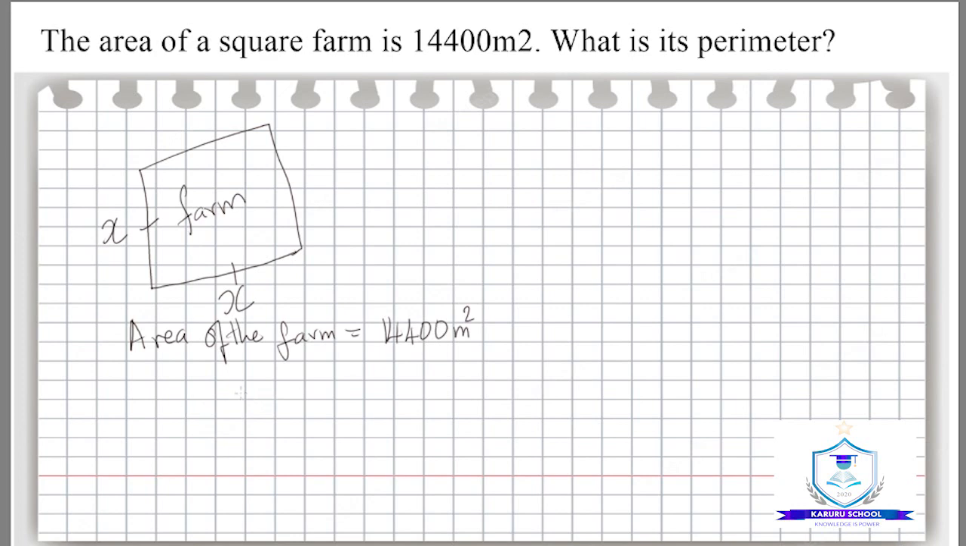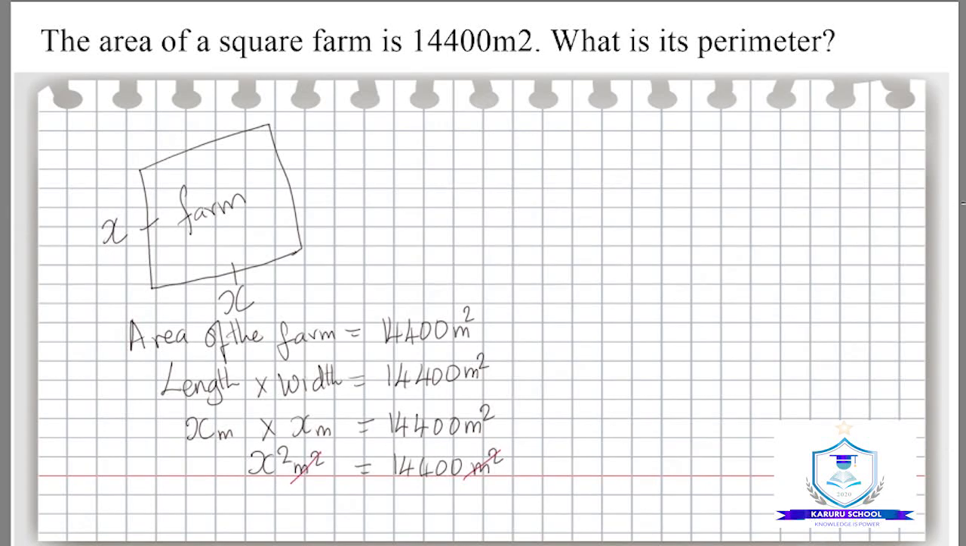14,400 meters squared. So in this case, we know that to calculate the area, we need to find the length multiplied by the width. This is what will give us 14,400 meters squared. But we know that our length is x meters and our width is x meters, which gives us 14,400 meters squared. If we simplify the left side of the equation, we will get x squared meters squared equals to 14,400 meters squared.